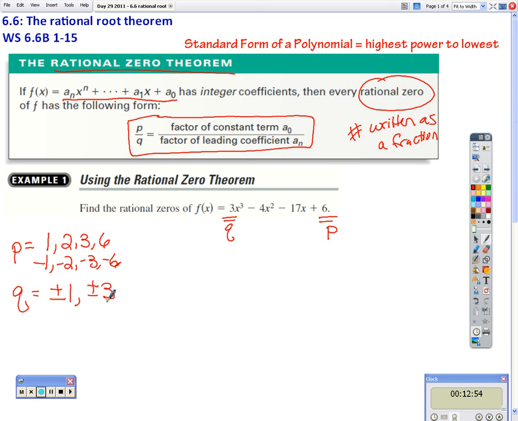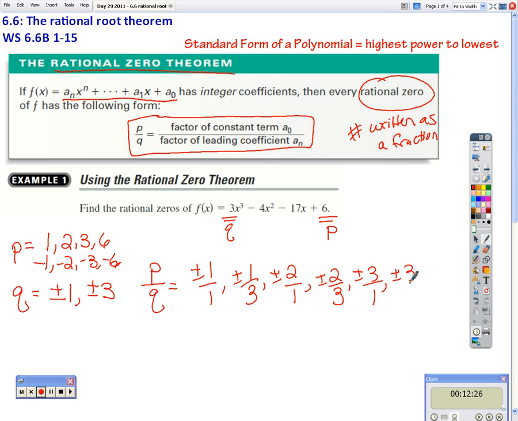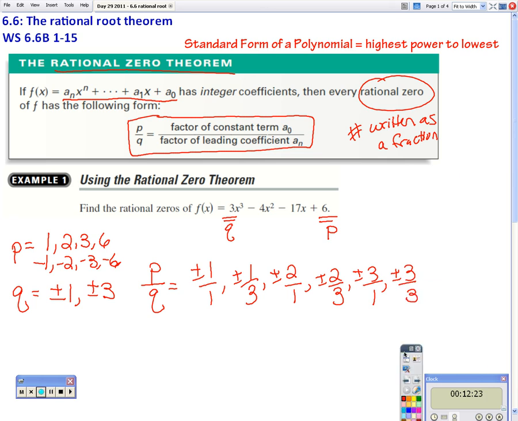So to list all the possible rational zeros, that's every p over q. So we can do 1 over 1 and 1 over 3, but plus or minus. And we can do 2 over 1 and 2 over 3. And I'm going to keep going, plus or minus 3 over 1, plus or minus 3 over 3, and then plus or minus 6 over 1, plus or minus 6 over 3.